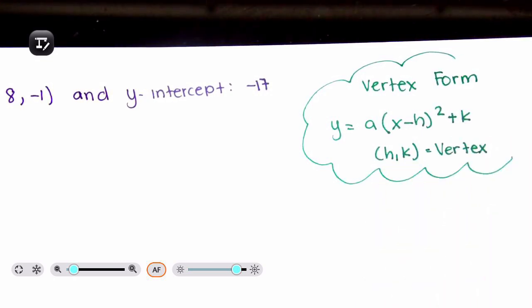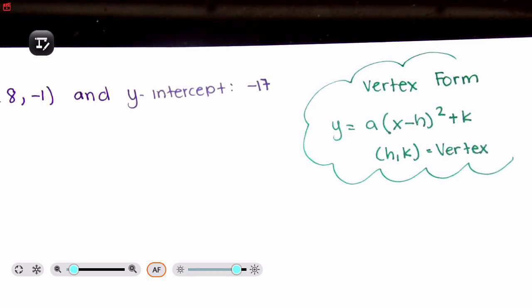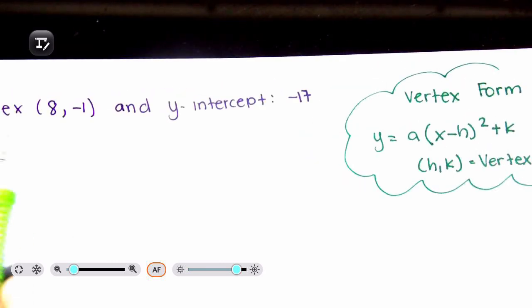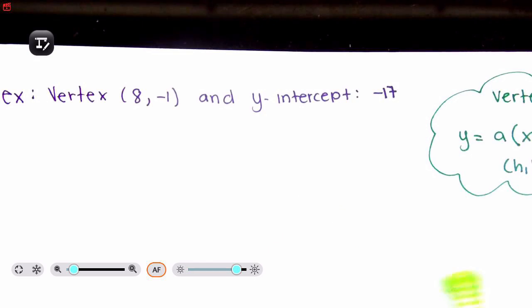This vertex form is really useful when you're trying to write an equation of a parabola when you have only the vertex and some other piece of information that's not the directrix or the focus. So how do you apply this? Let's look at our example. We have the vertex at 8, negative 1, and we have the y-intercept at negative 17.